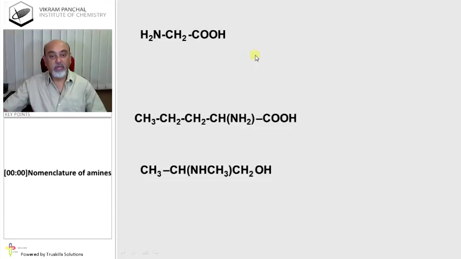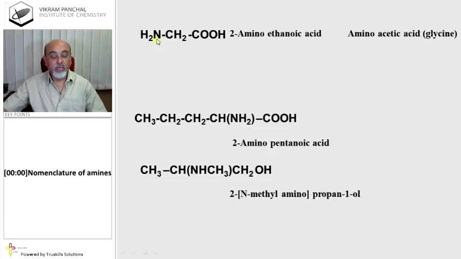CH2COOH is the main compound. It is 2-aminoethanoic acid or aminoacetic acid or glycine. NH2 group is attached to second carbon of COOH, that is alpha carbon. So it is 2-aminopentanoic acid. Here methyl and amine is in the branch. So 1, 2 and 3 propanol, and the second carbon is having methyl amine group. So it is 2-N-methylamino propane 1-ol.